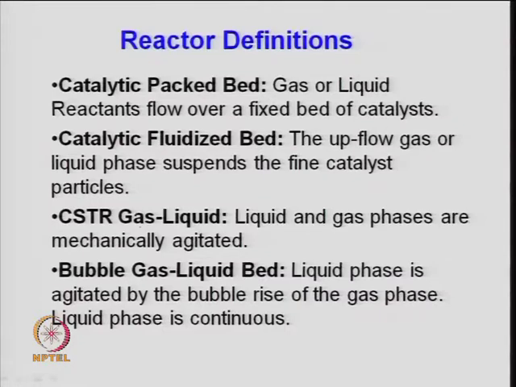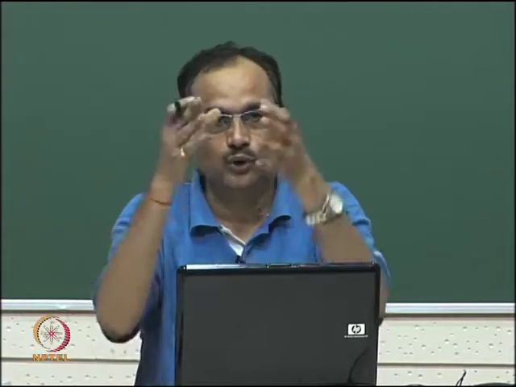So, these are the design aspects we have discussed here, right. And CSTR, again, can be used just like a bubble column reactor, right. So, gas liquid contact. The liquid and gas phases are mechanically agitated. So, it is a kind of agitated bubble column reactor also, which is again a kind of tank reactor. So, gas can be bubbled from the bottom, right, and then the liquid is already in the column, right. So, that is a bubble gas liquid bed reactor.